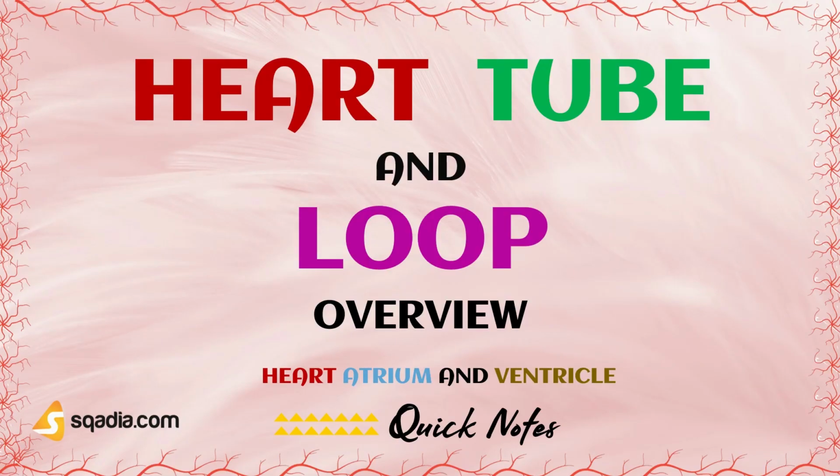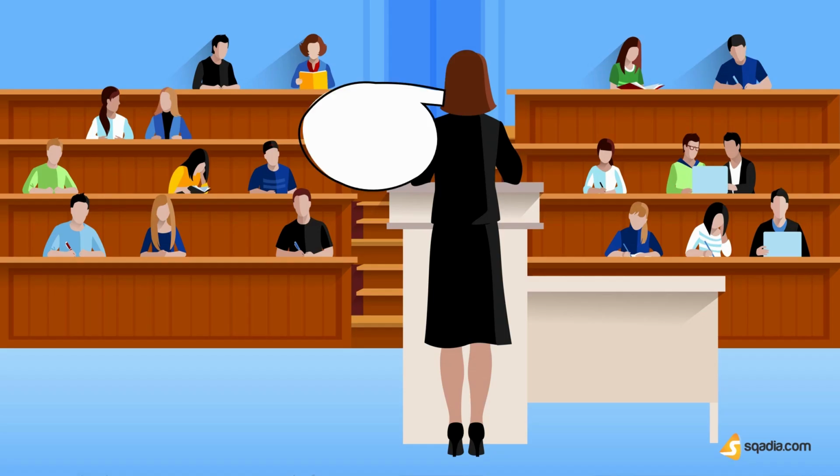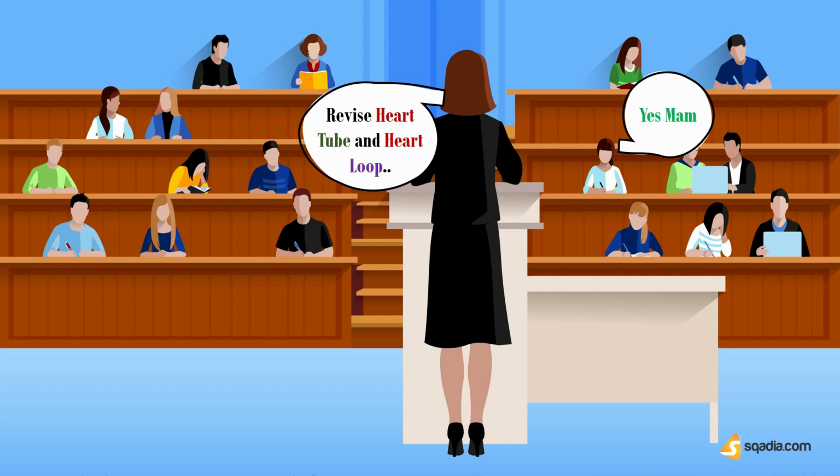Hello class. Hope you have understood our last lecture on heart tube and heart loop. Any of the students who could revise the major events of our last video so that we can continue our topic? Yes, ma'am. If we have a cross-sectional view, this is ectoderm, this is mesoderm, and this is endoderm.